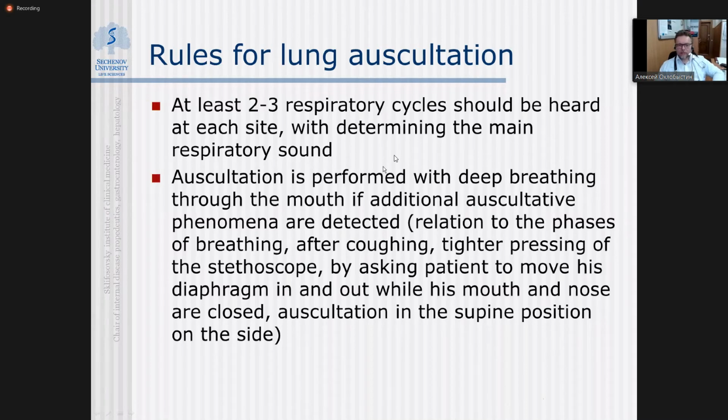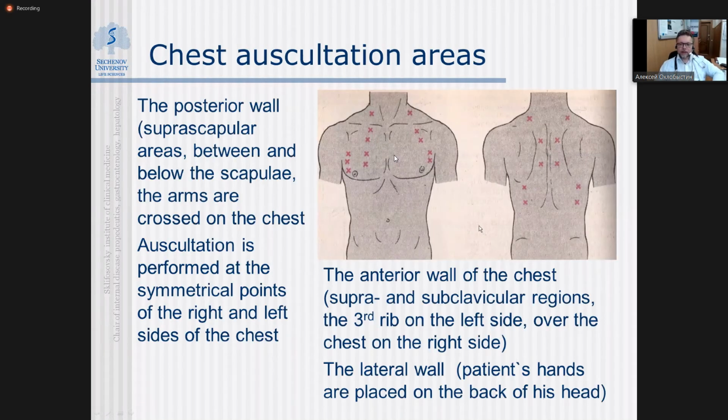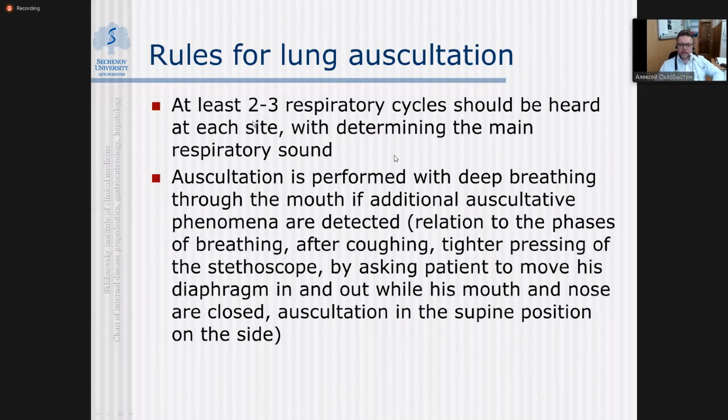According to our textbook, you should auscultate for 2-3 respiratory cycles on each side. In practice, unfortunately, we do not have enough time to auscultate for 2 or 3 respiratory cycles at all of those sites shown here, and therefore, in many cases, in routine practice, we auscultate only for one cycle in all areas. But if something suspicious is heard, then definitely you have to auscultate for better, 3 cycles, if you suspect that there may be changes in the basic sounds, or if there are some added sounds in the site.